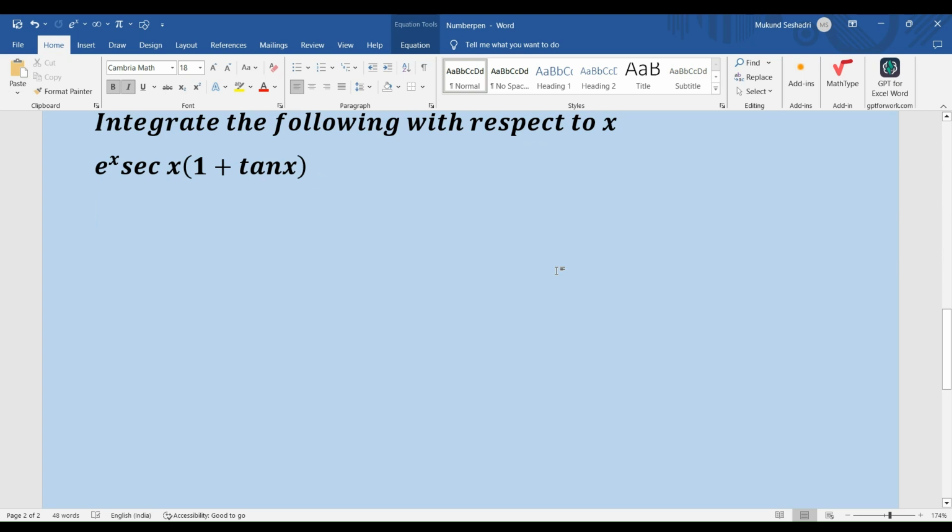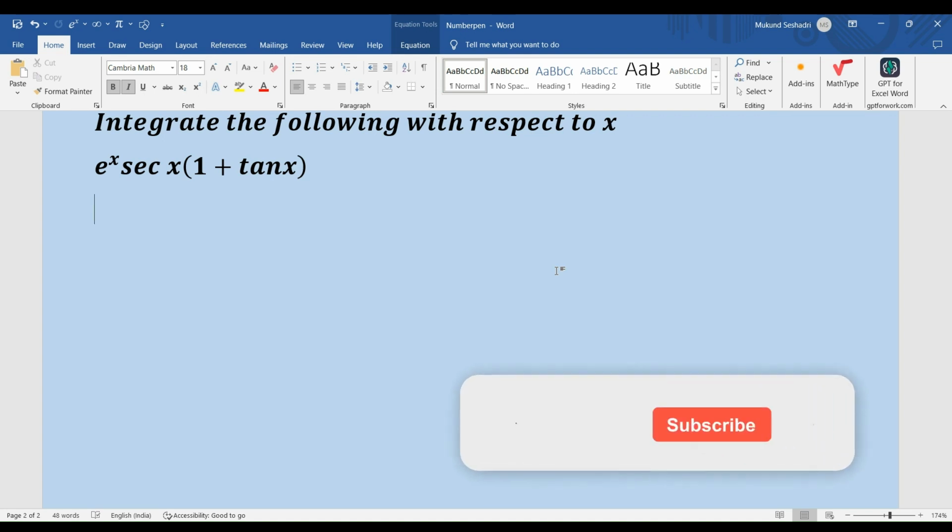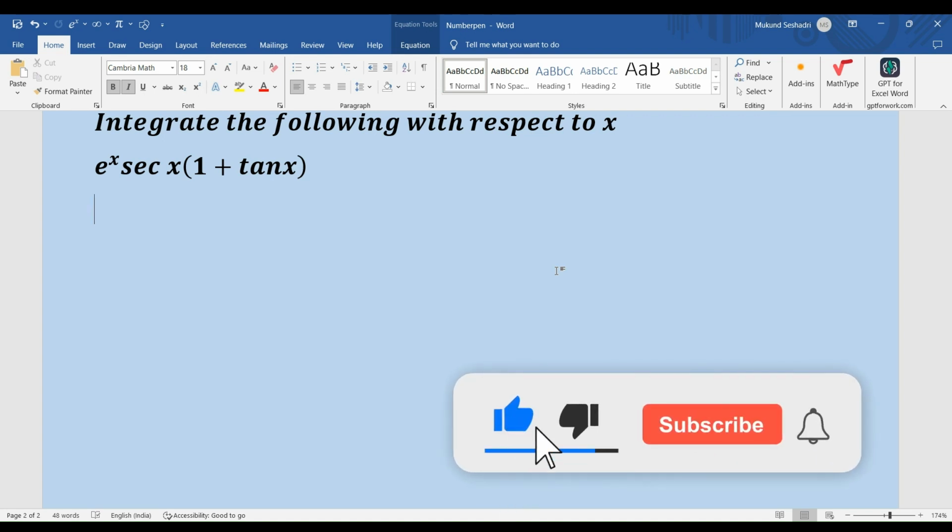So there we have the problem on the screen. Integrate the following with respect to x. We have e to the power x times secant x times 1 plus tan x. Right? So what we've been given is dy by dx and we've been asked to find y. My y is nothing but integral of the given expression. So let me write down my y.